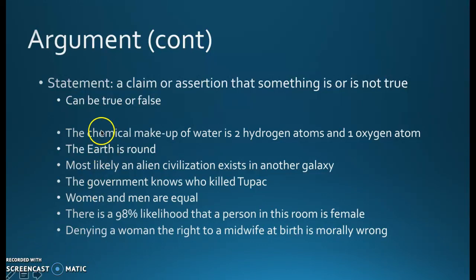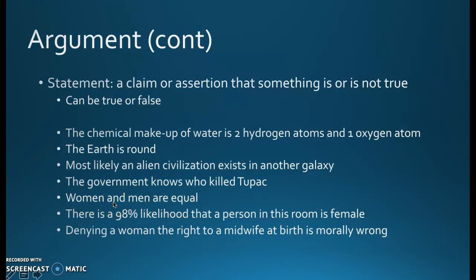So you can see that these are different kinds of claims. This is a scientific claim. This is an observational claim. Here we have a probability claim, so it says most likely. Here again, the government knows who killed Tupac. Women and men are equal. This becomes a moral claim.